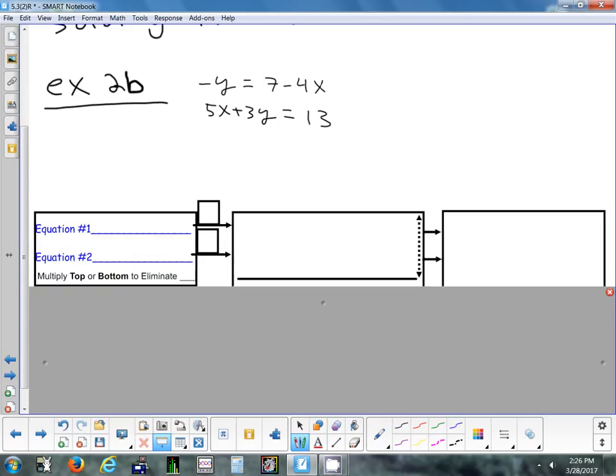Okay, so tell me first, is there one equation there that's okay? It's already the way we want it, we could copy it down right now if we want to. Just tell me which equation is okay. The bottom one. Why is the bottom one the way we want it? What's the order? x, y, number. x, y, number.